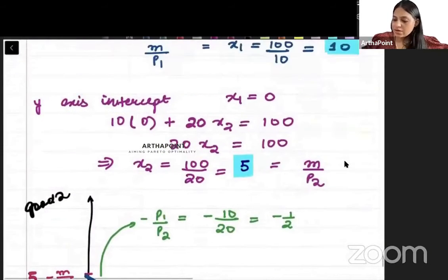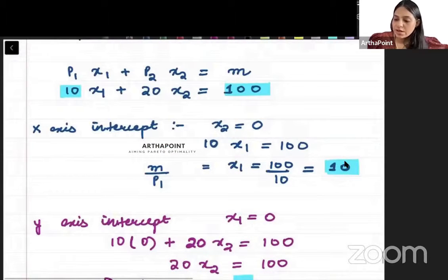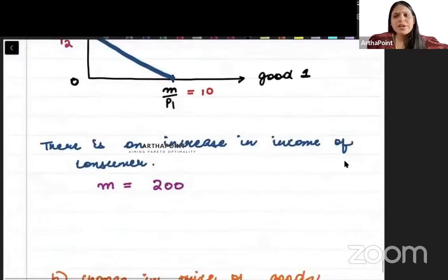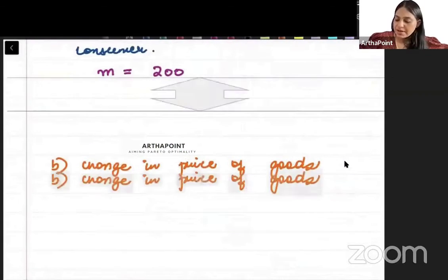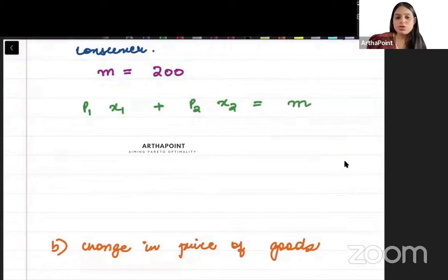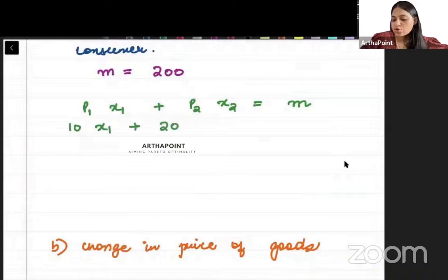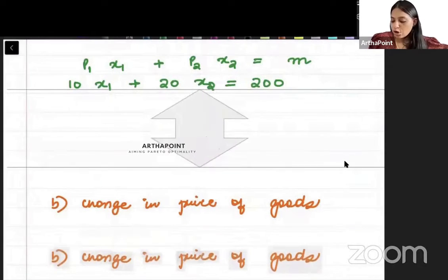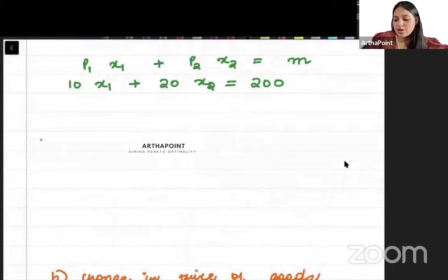अभी तक इनकम क्या था बेटा? इनकम was 100. देखो, income was 100. Now income is 200. तो बेटा, what will be budget line? Very simple. Budget line can be written as P1 x1 plus P2 x2 is equal to income of consumer. Price of good 1 is 10, beta. Price of good 2 is 20, beta. Income is now 200. Bache, can you tell me what will be the x-axis intercept now?